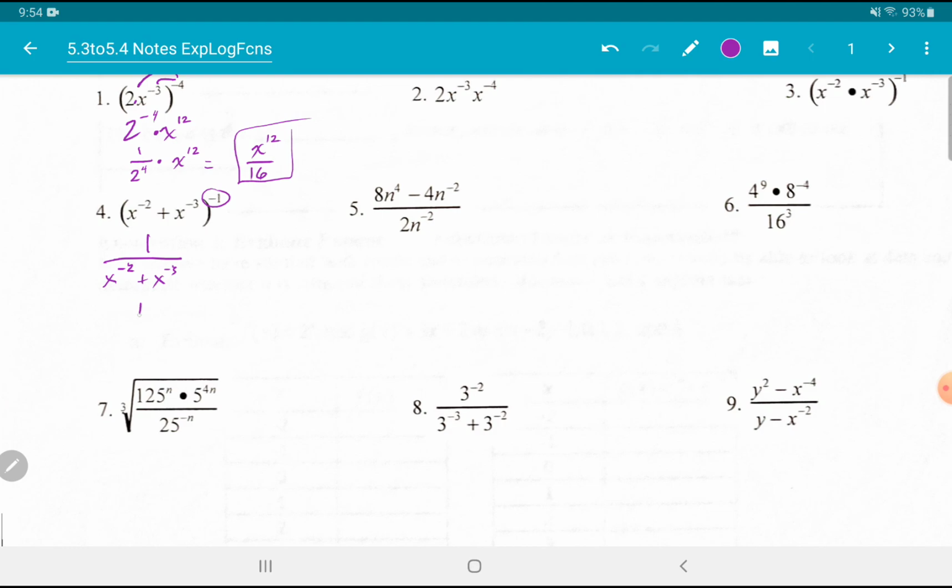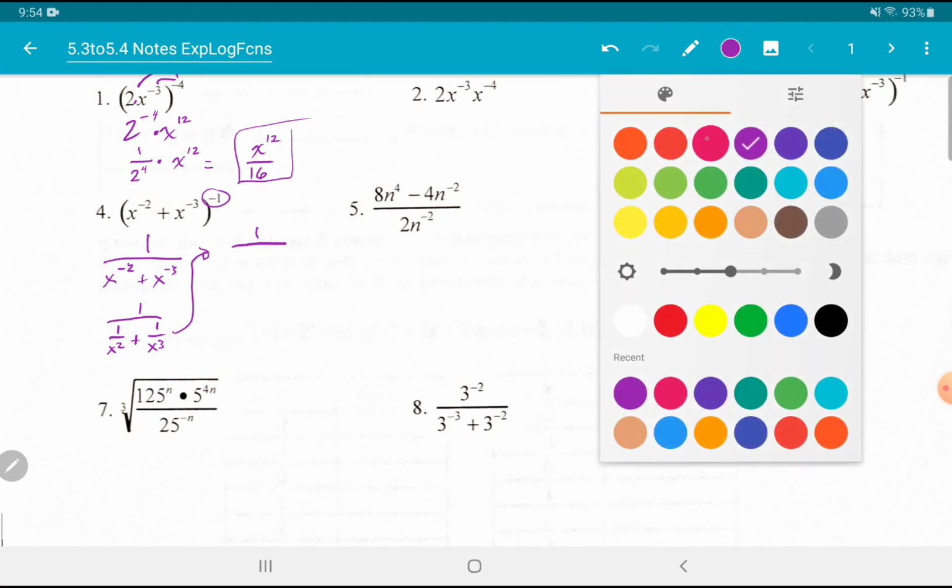What this is saying is 1 over x to the -2nd power is the same thing as 1 over x squared, plus x to the -3rd power is the same thing as saying 1 over x to the 3rd. Okay, so now we have our fraction a little bit more simplified. Now what we want to do is think about how we can work with that denominator. We have 1 over. Now how do you do 1 over x squared plus 1 over x cubed?